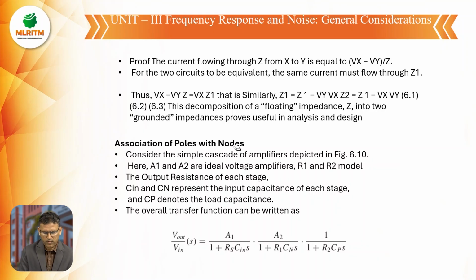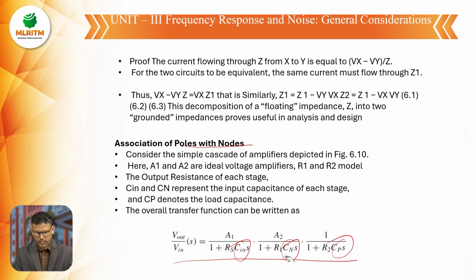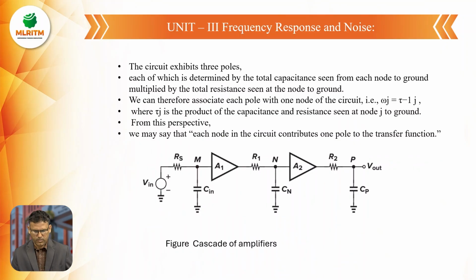So in such cases, according to Miller's theorem, the equations can be represented in terms of poles and zeros. Suppose this is the voltage gain represented in terms of A1, and this is the consideration of capacitance. This is also another capacitance. This is also another capacitance. So in this case we are considering the different gains with respect to the different internal frequency components.